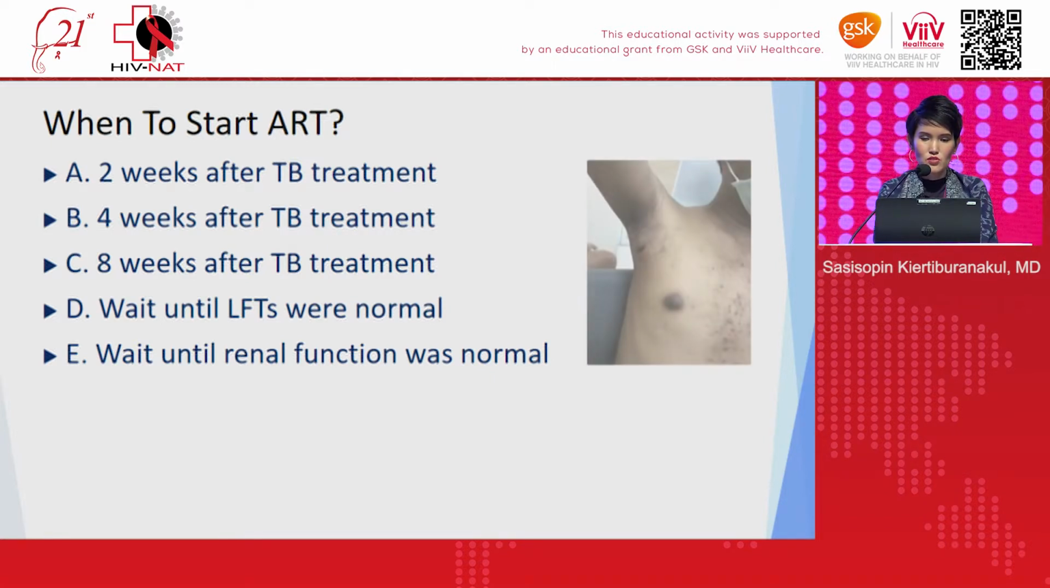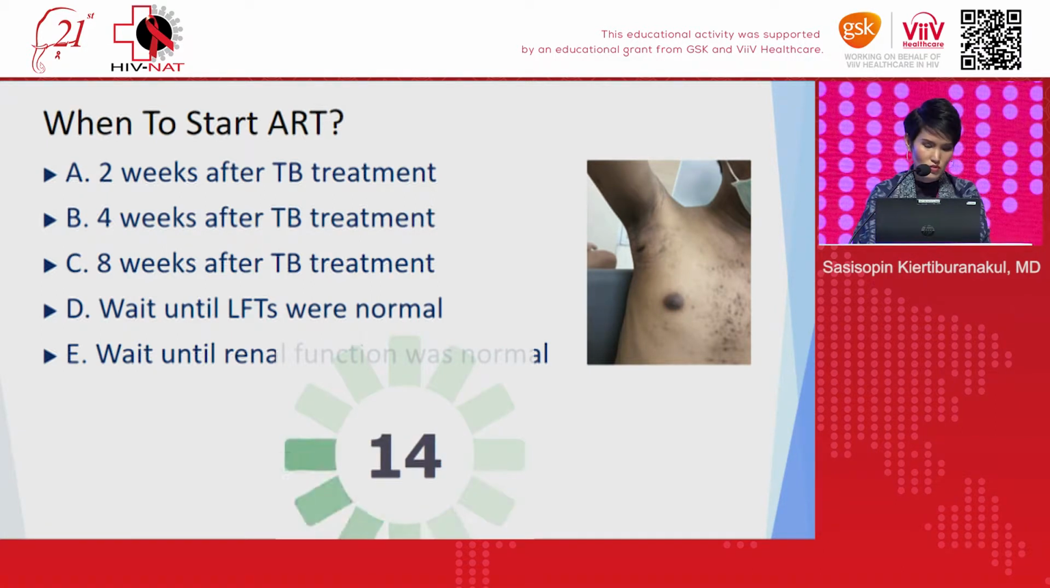So I would like to show you the lesions of the axilla. This is 2 weeks after we did the aspiration and incision and drainage. So it's quite normal right now. So I'd like to ask you when to start ART in this case. Please vote. Would you wait for just 2 weeks, 4 weeks, 8 weeks, or wait until liver function is normal, or until renal function is normal?